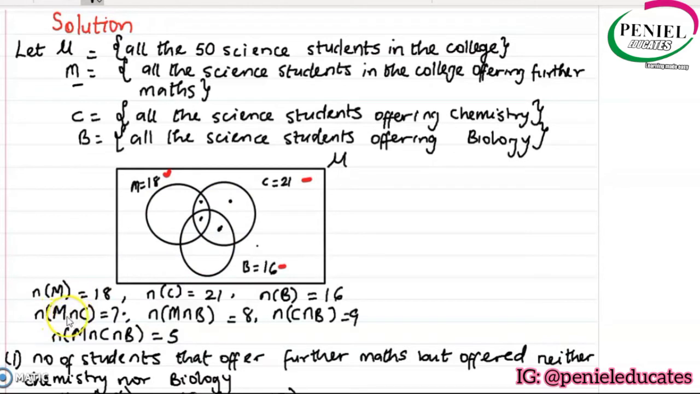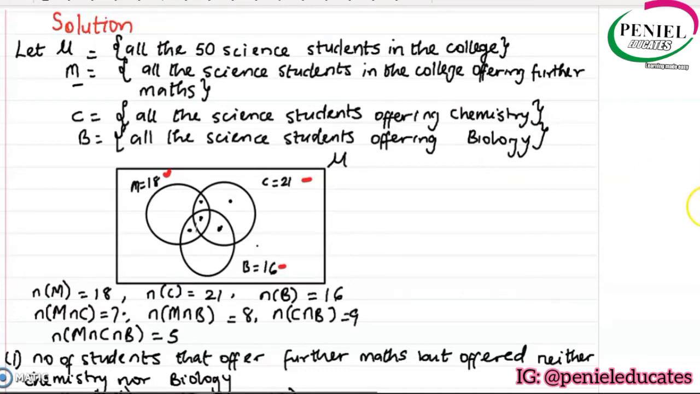So now we have N, that's the number of M intersect C, that is mathematics and chemistry, that is 7, which is there. We have N of mathematics intersect biology, this particular place, that is 8. We have the number of people that are from chemistry and biology, this place as 9. And this place is the 5 that offered all the 3 subjects.